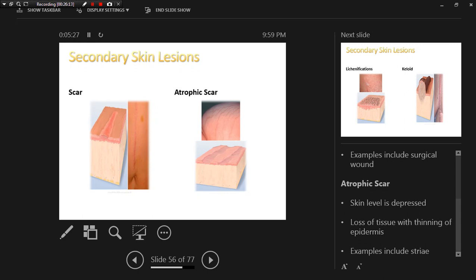And we know atrophic scars are the stria or the stretch marks. And usually this can be from the thinning of the epidermis, but it can also be from massive amounts of overstretch in the dermis. So the dermis is just stretched way too quickly, and then you're going to see these stretch marks or stria.